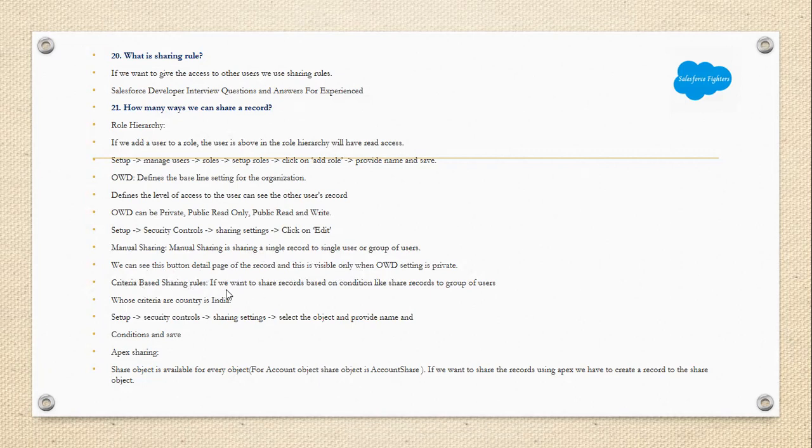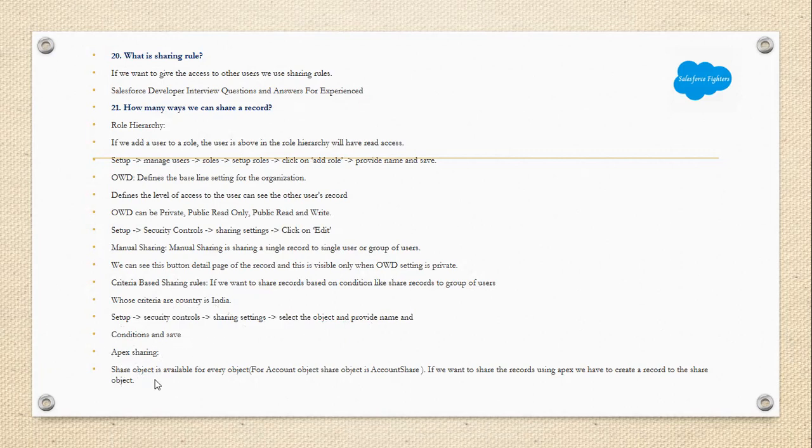Criteria-based sharing rules: if we want to share records based on conditions, like sharing records with a group of users whose criteria is country equals India. Go to Setup, Security Controls, Sharing Settings, select the object, provide the name and conditions, and save.